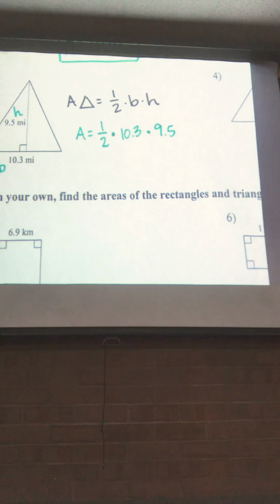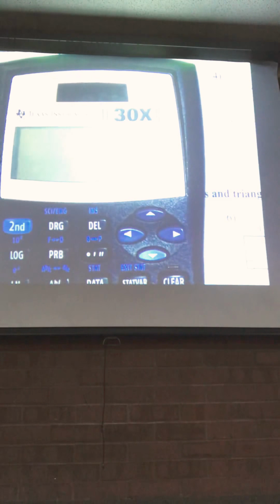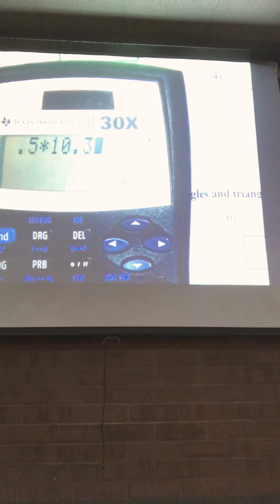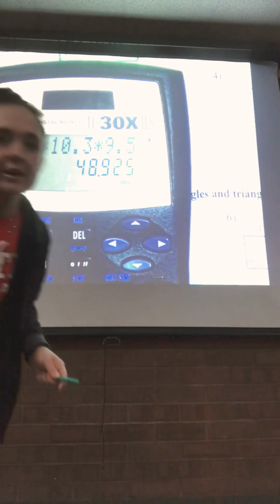Okay, and here's where hopefully you guys can see this on the video. I'm going to use my calculator. 1/2 as a decimal is 0.5. So I'm going to enter 0.5 into my calculator times, what was it? Hold on, 10.3, sorry about that, 10.3 times 9.5. Okay, then I click enter, and this one you can see, hopefully. Let me come over here. You guys can kind of see it, I hope.